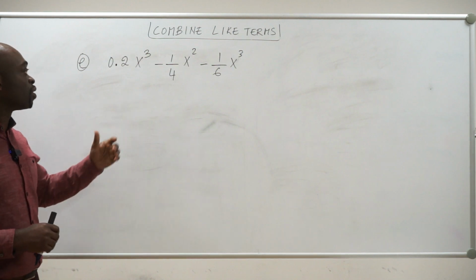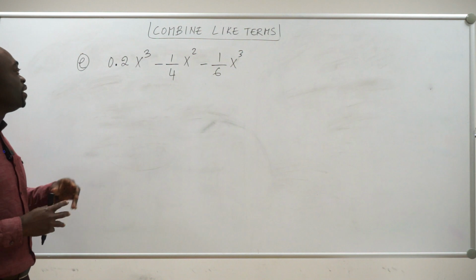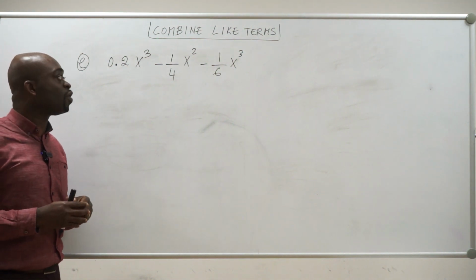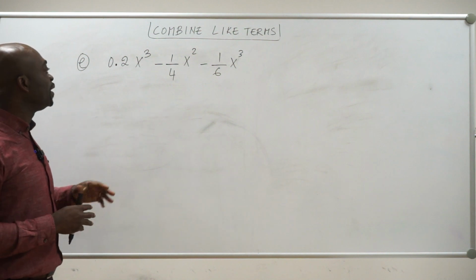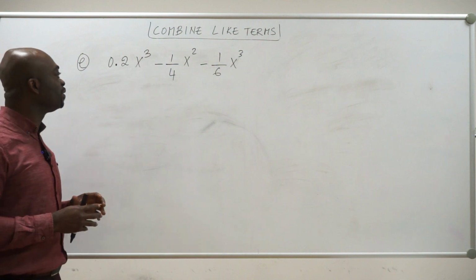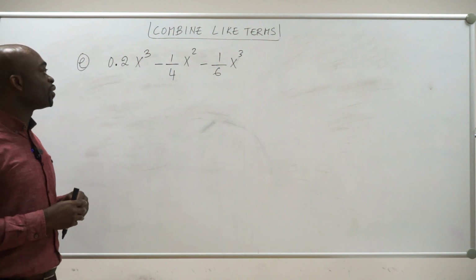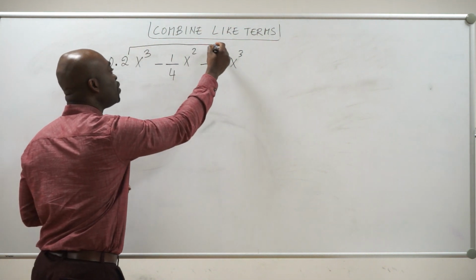All right, so continue with combining like terms. So we have, in this case, on question E, 0.2 x to the third minus 1 over 4 x to the second minus 1 over 6 x to the third. So in this case here, we throw in a decimal, see how we can deal with it. So there are a few different ways of dealing with them. But first of all, let's see what we are combining together.